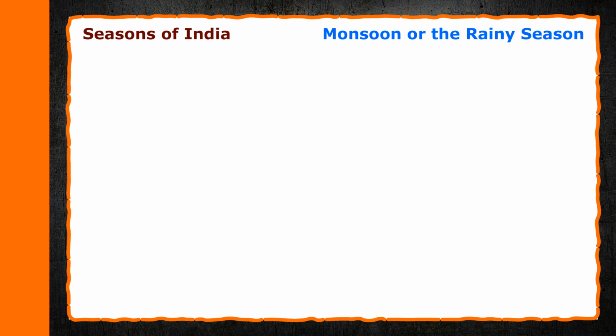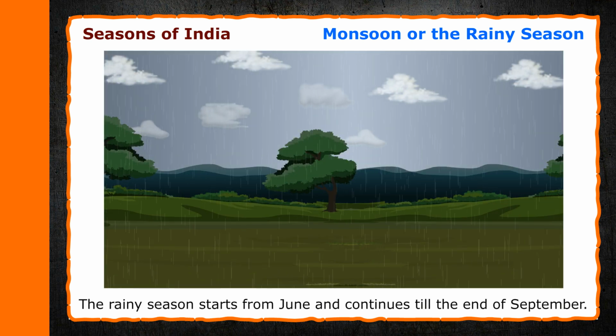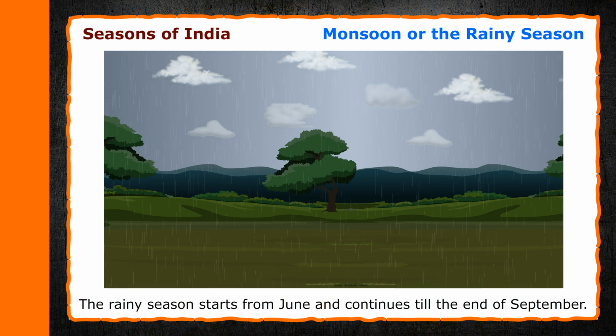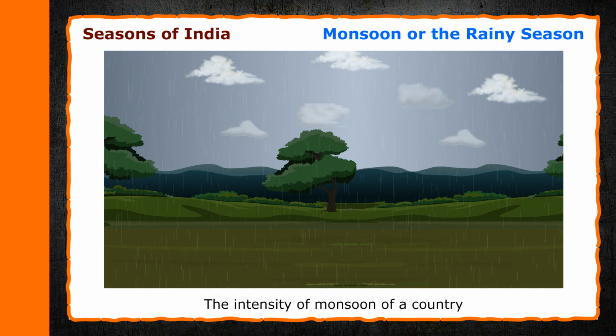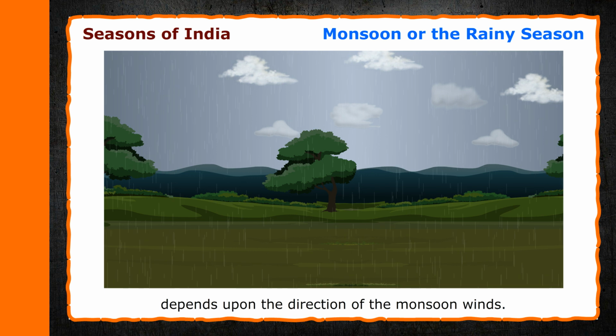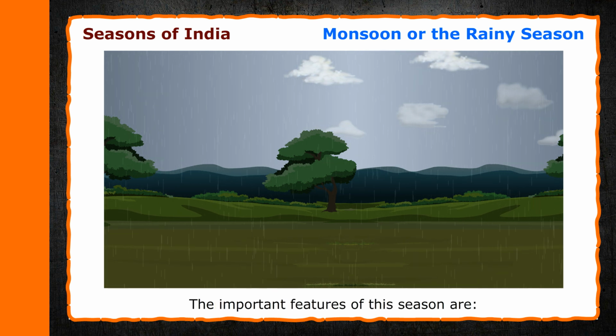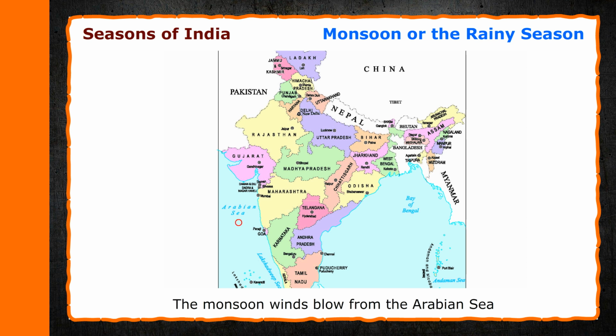Monsoon or the rainy season. The rainy season starts from June and continues till the end of September. The intensity of monsoon of a country depends upon the direction of the monsoon winds. The important features of this season are: the monsoon winds blow from the Arabian Sea and the Bay of Bengal to the land. They bring heavy rainfall to India.